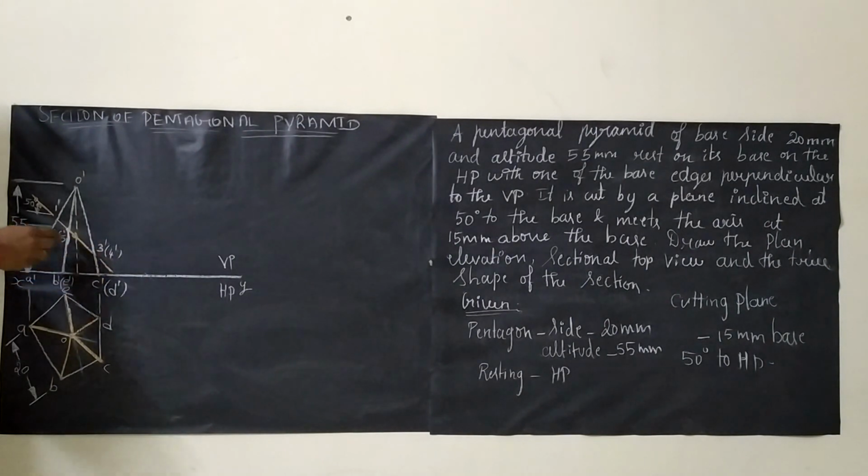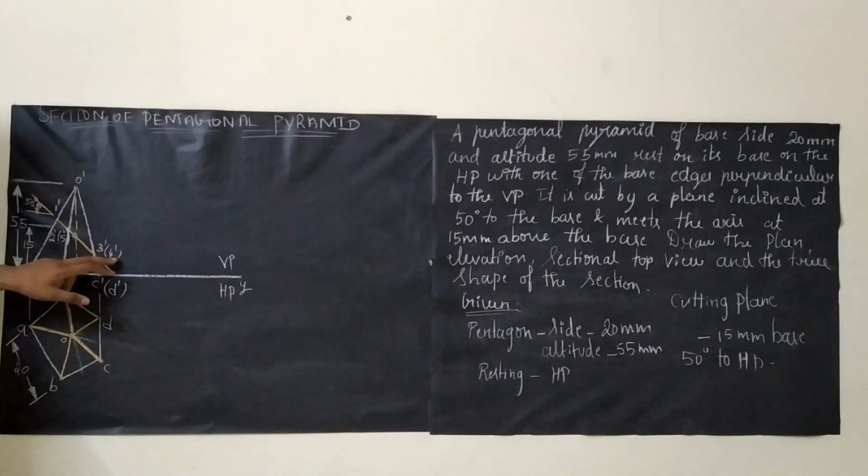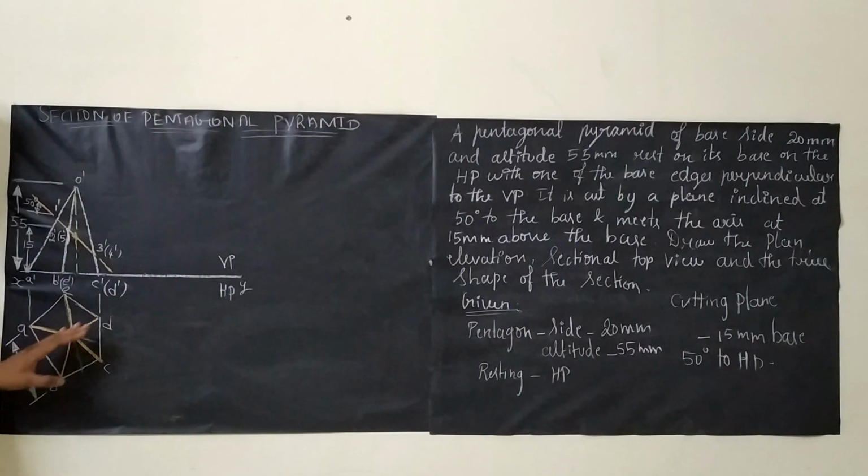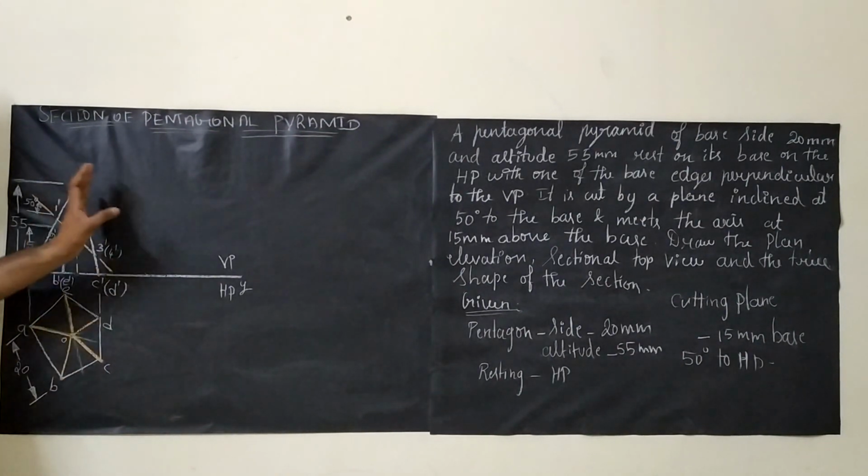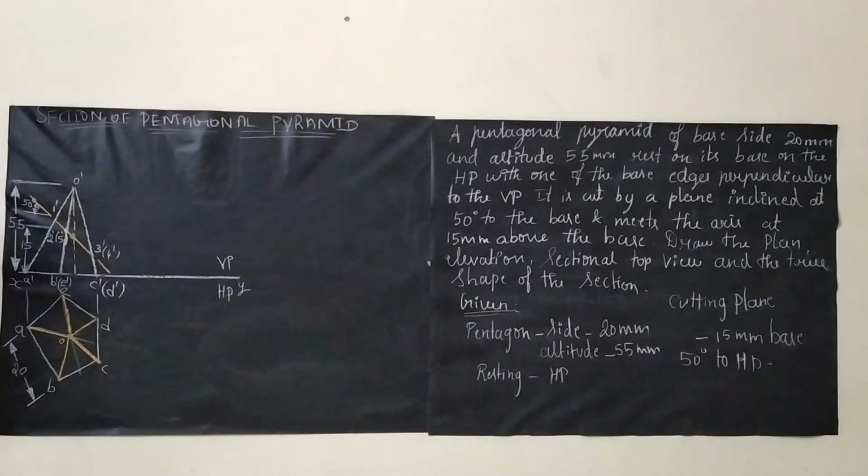So 4 dash and 5 dash will be lying behind, right? So we can't see those edges. That's why we are putting them as hidden. Okay, so this is the way to represent it. Now what we will be doing is extending vertically downwards, and we will get the sectional top view as well as the true shape of the section.